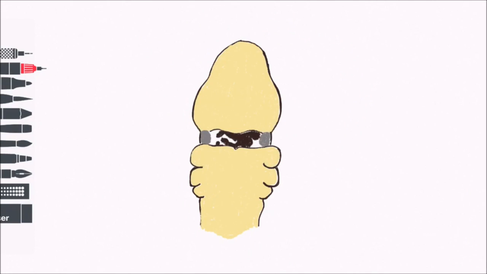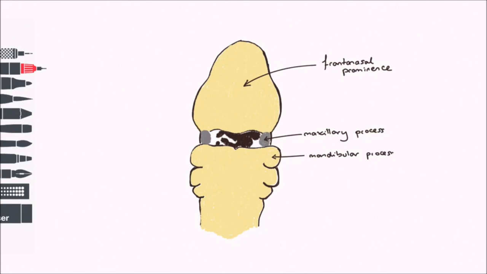The face forms from a fusion of 5 swellings: 1 frontonasal prominence in the midline, 2 maxillary processes, 1 each side, and 2 mandibular processes, 1 each side. Failure of fusion results in various facial abnormalities.